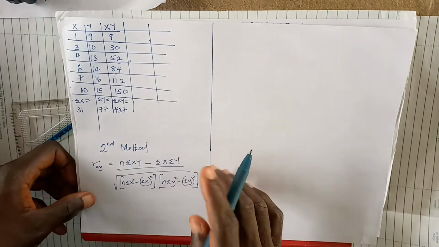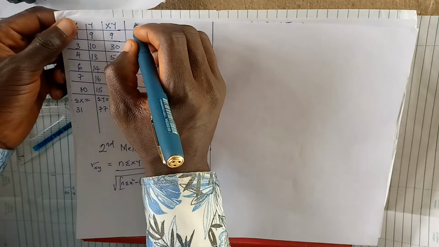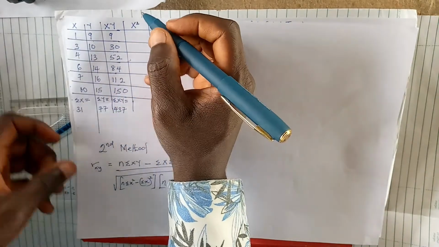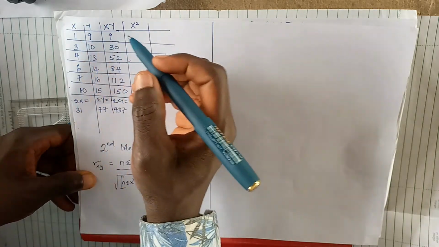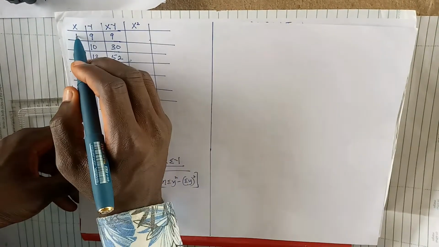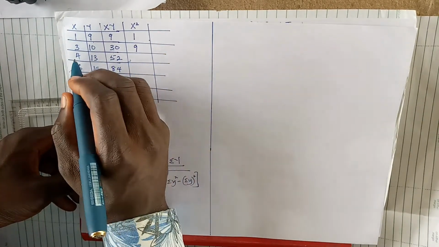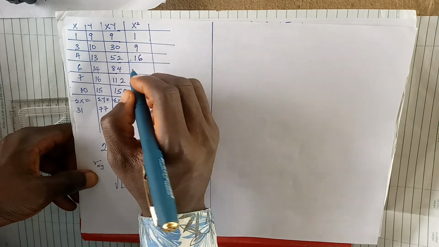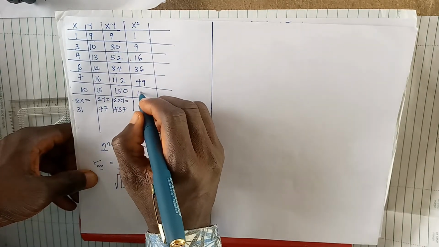Now if you look at the formula again, we need x squared, so we need to find the square of x in this table. For us to get this, we're going to square each value in this column. 1 squared is 1, 3 squared is 9, 4 squared is 16, 36, 49, 100.